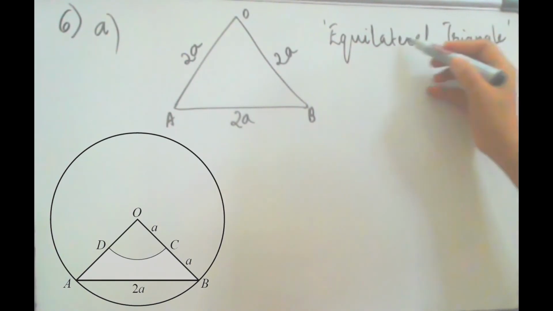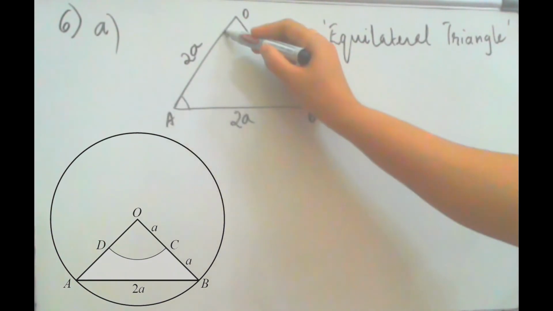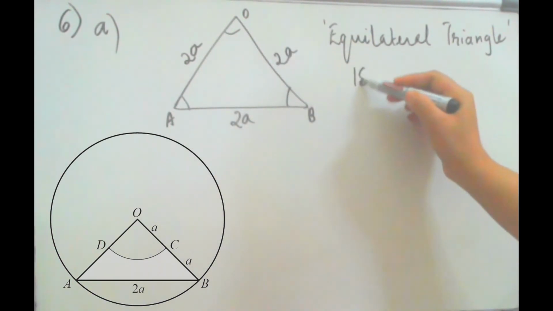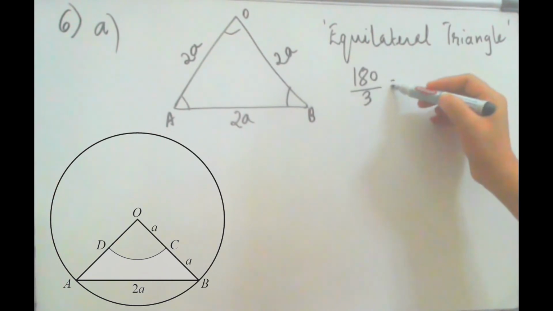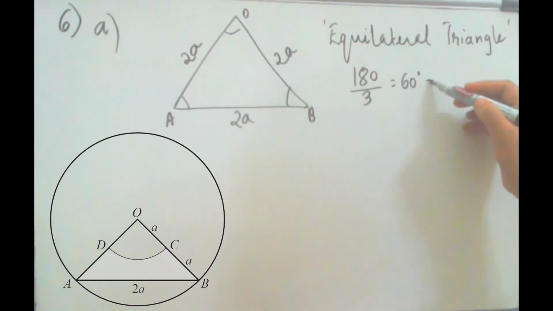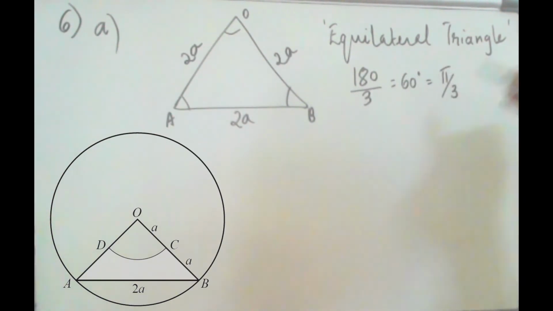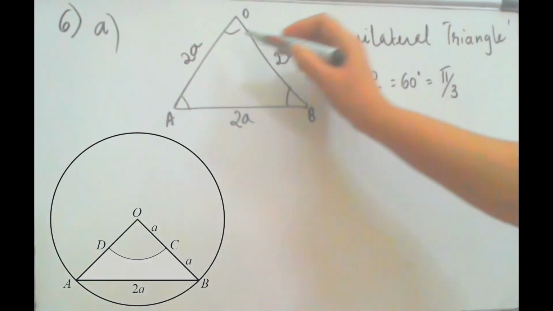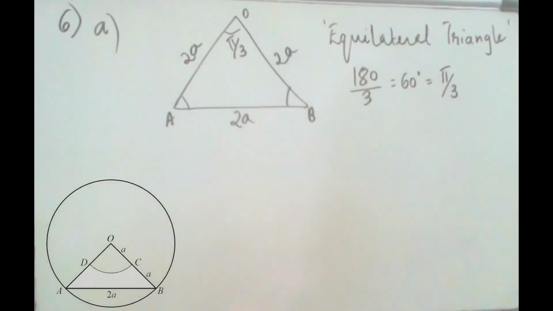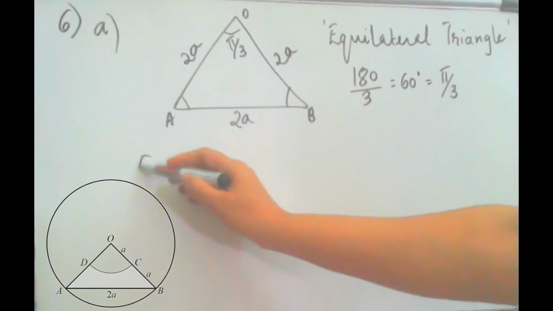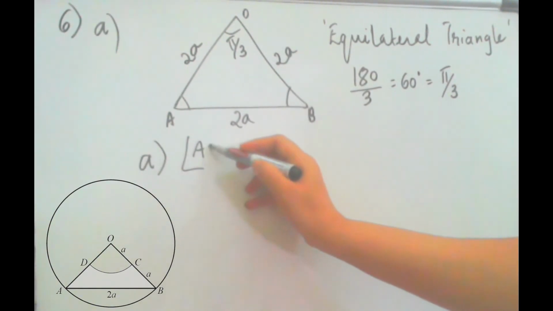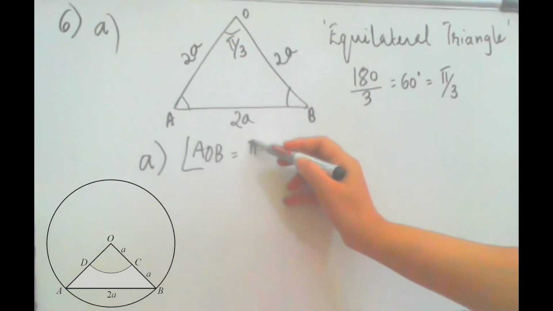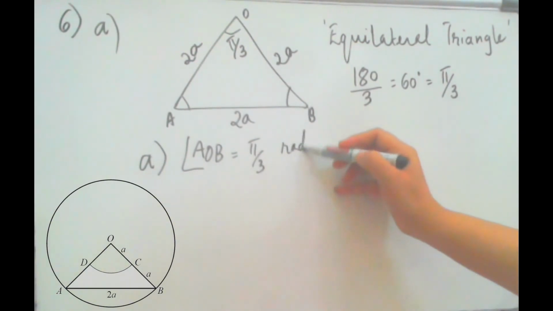So in an equilateral triangle, all the three angles are same. So it is 180 divided by 3, which is 60 degrees. So 60 degrees we have to give in radians, it is pi by 3. So this angle is pi by 3. So answer for A is angle AOB is equal to pi by 3 radians.